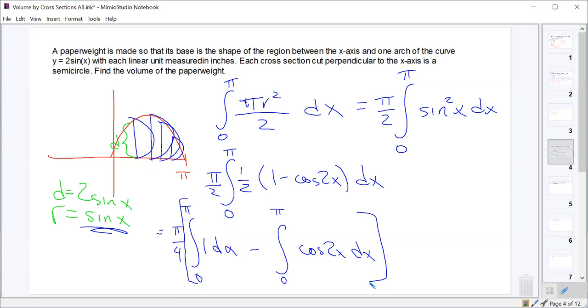And cosine 2x, to integrate that, we've got to let u equal 2x and du will be 2 dx. Everybody agree with that? So we're going to throw in the 2 to give us a 2 dx, but if I put in the 2, I'm going to have to put in a 1/2 also.